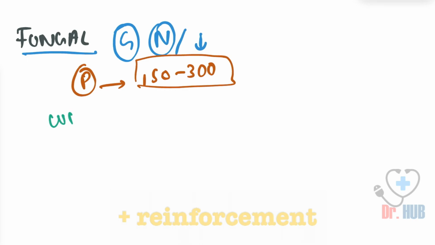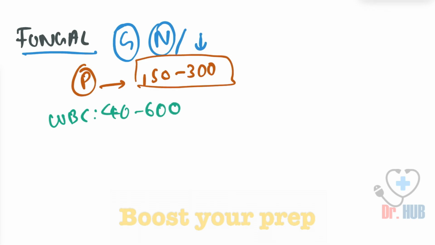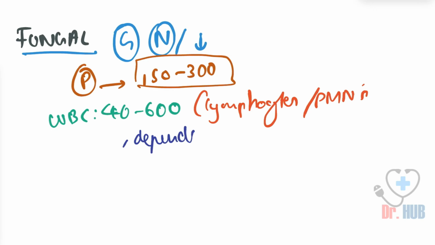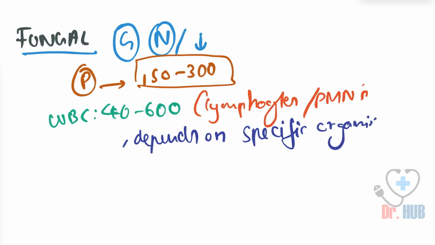And then when you look at the WBC, it is about 40 to 600. And what does it include? It includes the lymphocytes or the PMNs, and it depends on the specific organism.